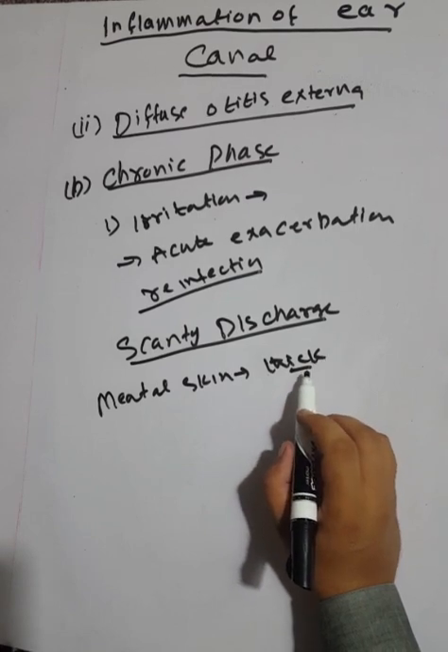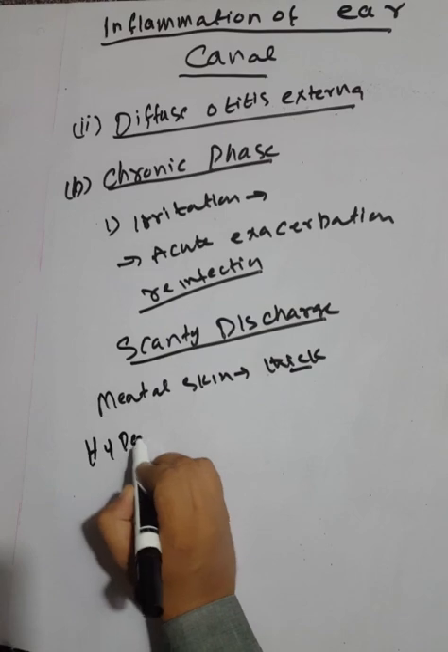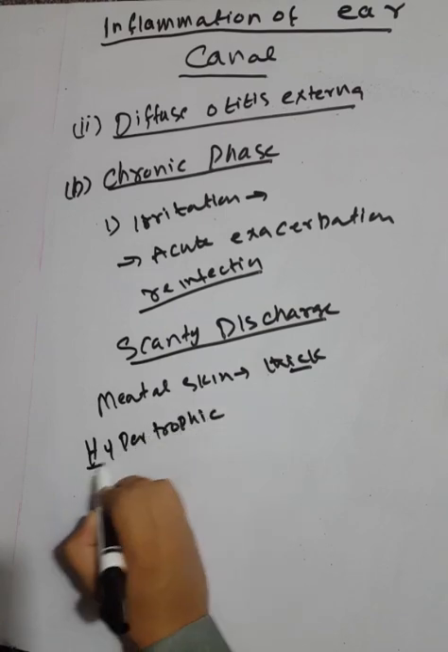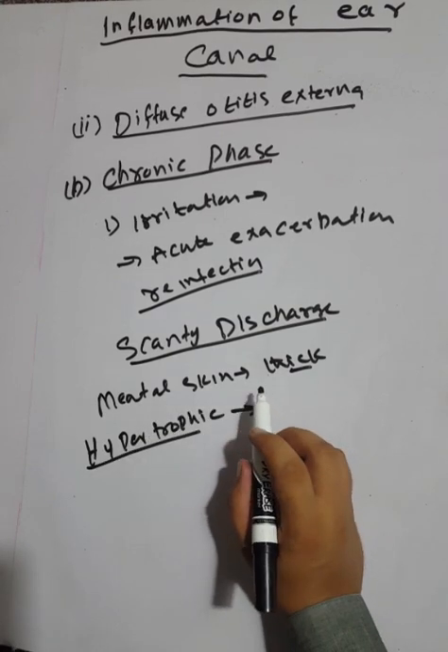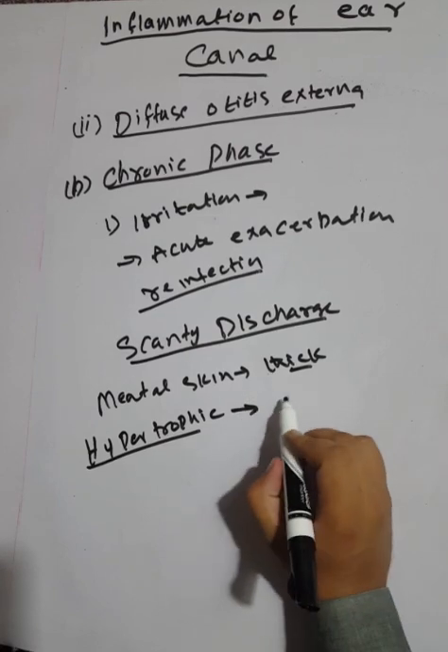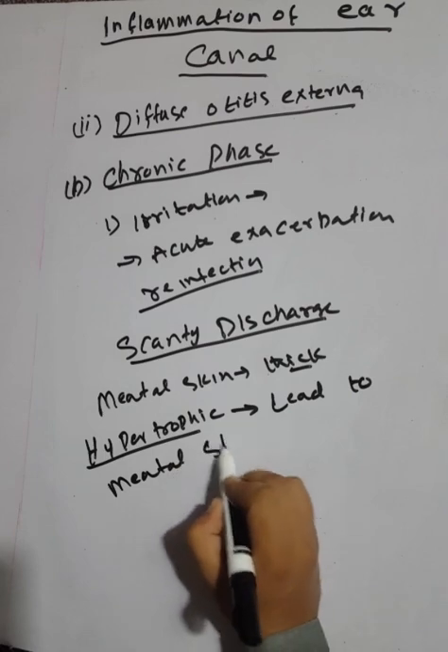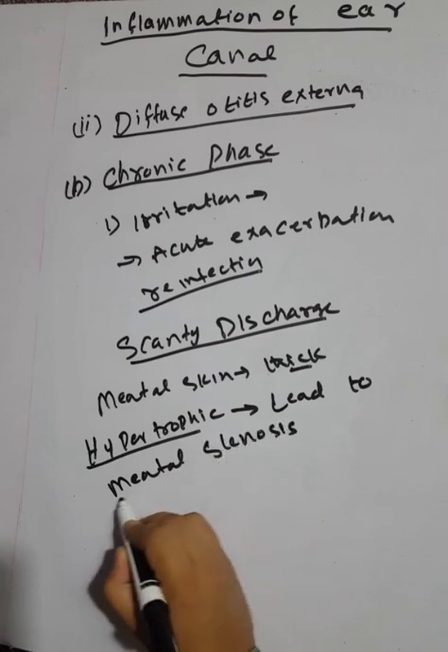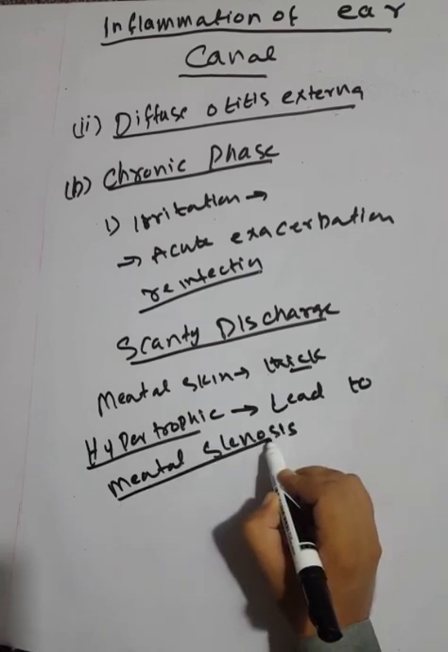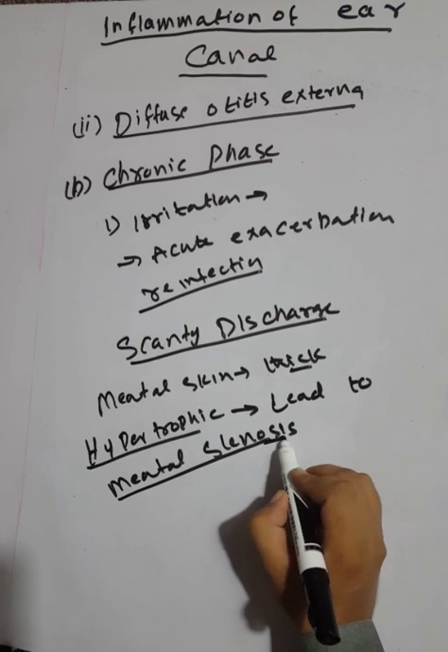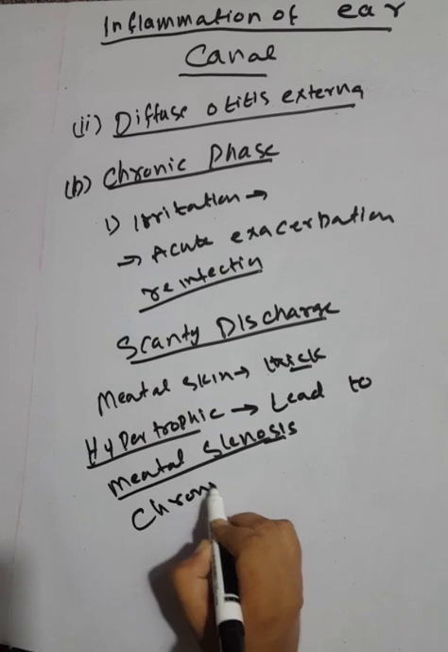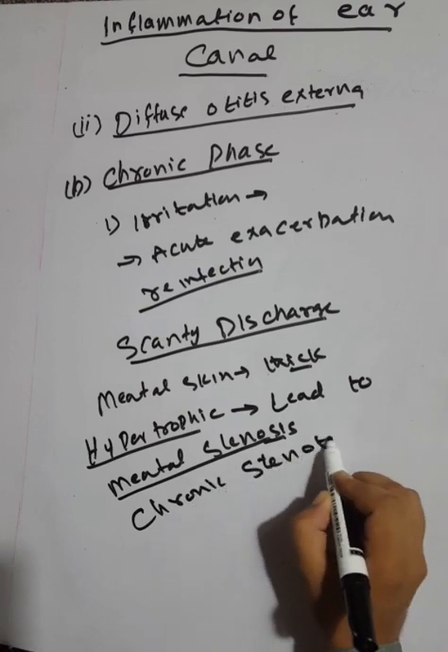Rarely the skin becomes hypertrophic, and this hypertrophic skin of the meatus may lead to meatal stenosis. This is also called chronic stenotic otitis externa.